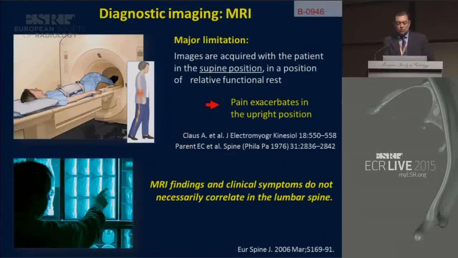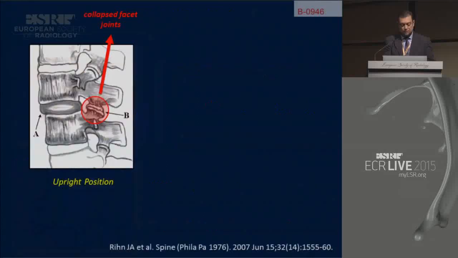The major limitation of MRI is that the image is acquired with the patient in a supine position, a position of relative functional rest, but pain exacerbates in the upright position. Furthermore, MRI findings and clinical symptoms do not necessarily correlate in lumbar pain. We have negative findings in the presence of symptoms in a supine position.